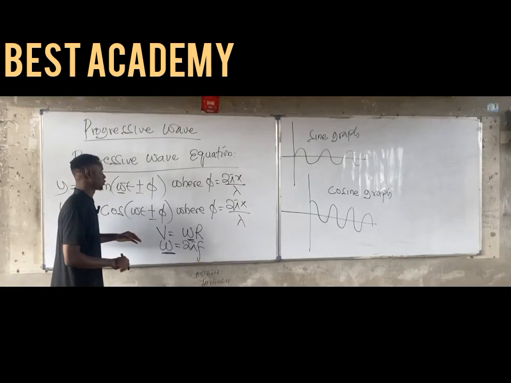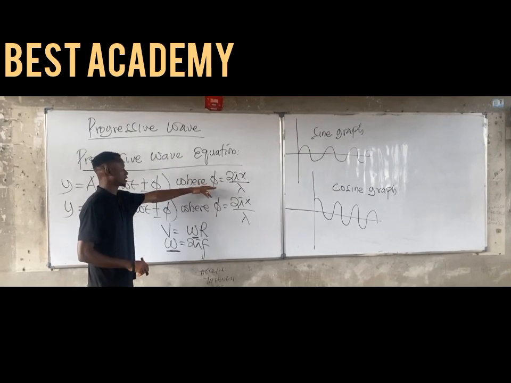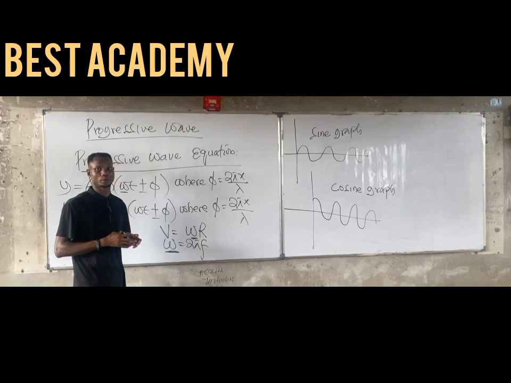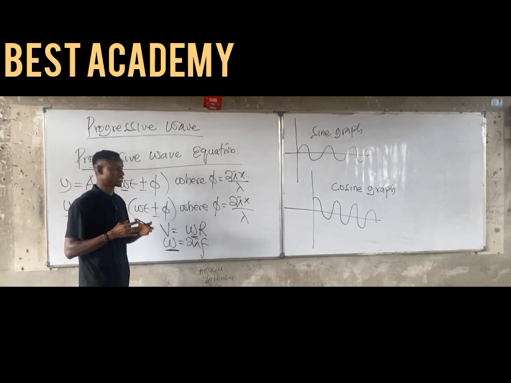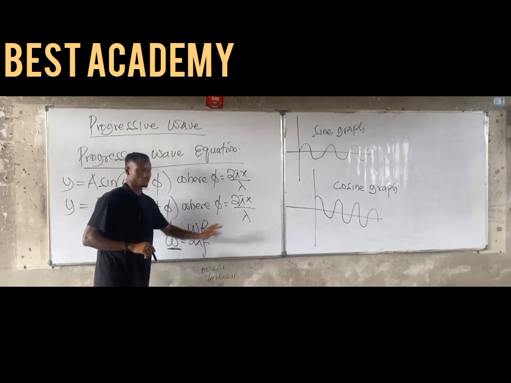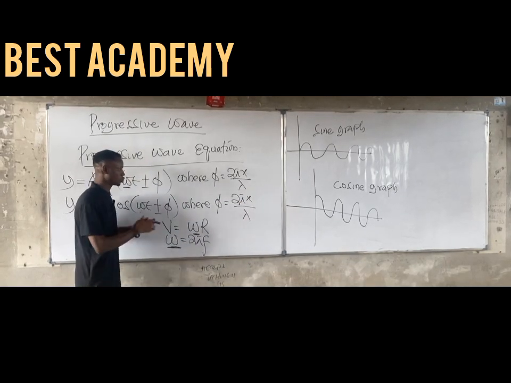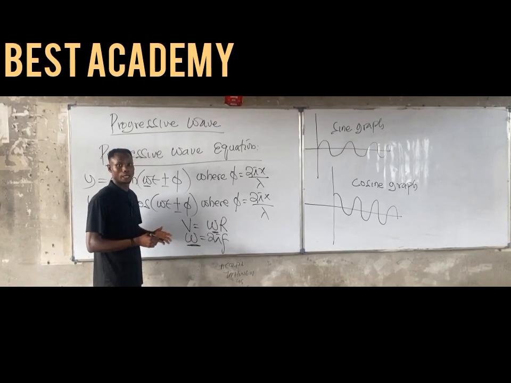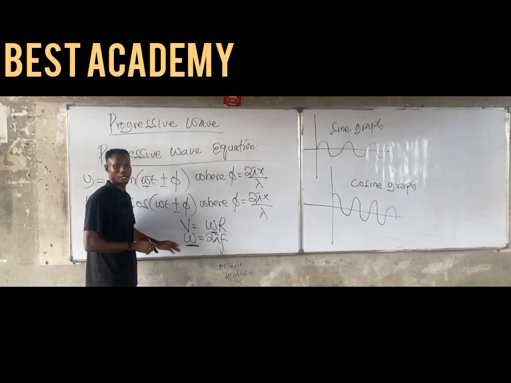All right. This phi here represents phase angle. I will tell us the difference between phase angle and phase difference. Also the same thing here, that is 2 pi x over what? Lambda. Okay. Now I was trying to explain to you guys, listen please, when the omega is said to be angular velocity and angular frequency.